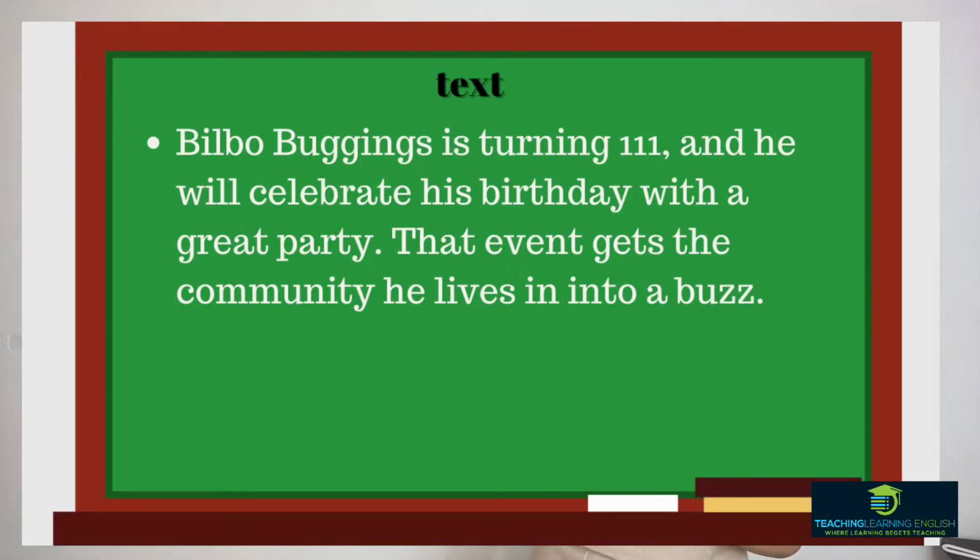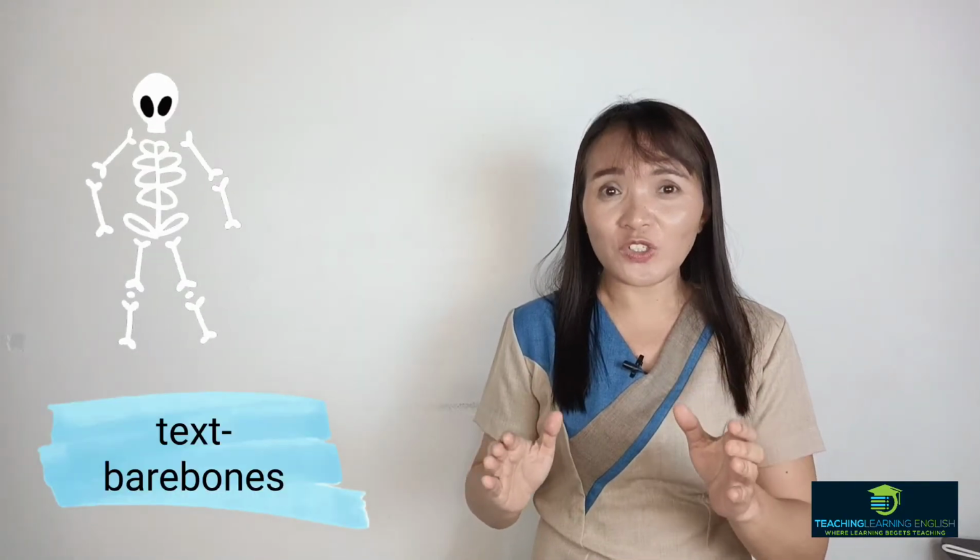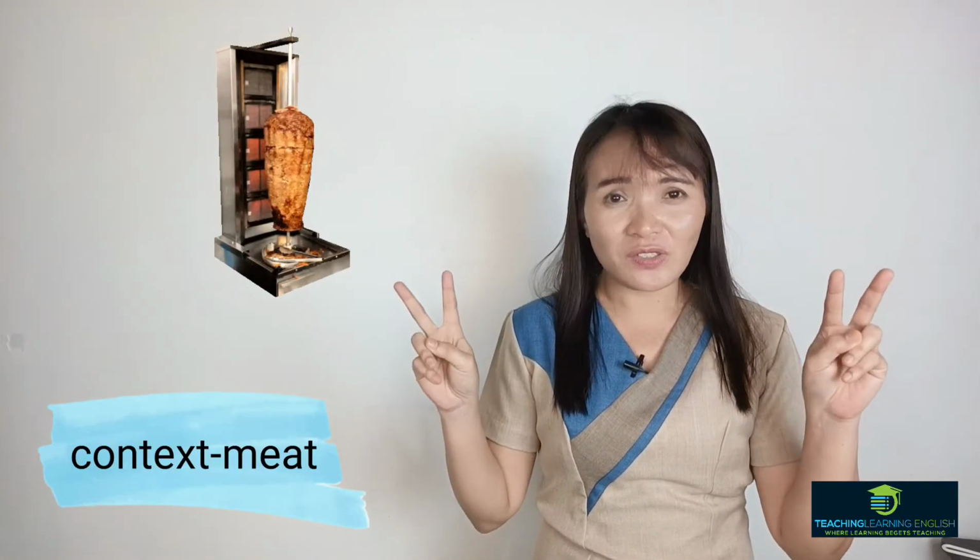Now, if we analyze the context, in the example, we may have questions such as what and where is Hobbiton? Is Bag End part of it? And if it is, what is it? Who is Bilbo Baggins? And maybe more importantly, is he going to be the main character of this story? The context will answer all these questions. We could say that while the text is the bare bones, the context is the meat. Still, it's the text that makes the story. To dig deeper, other writers even added one term, and that is the subcontext of a text. But we will not discuss that here.